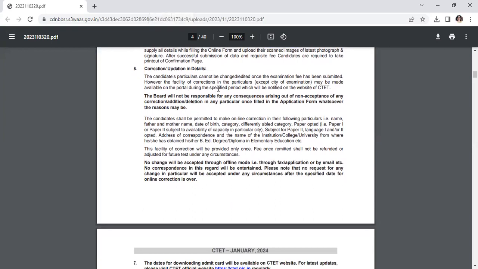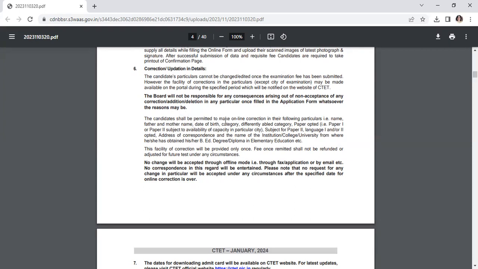However, the facility of corrections in the particulars, except city of examination, may be made available on the portal during the specified period, which will be notified on the website of CTET. The board will not be responsible for any consequences arising out of non-acceptance of any correction, addition, deletion in any particular once filled in the application form, whatsoever the reason may be.